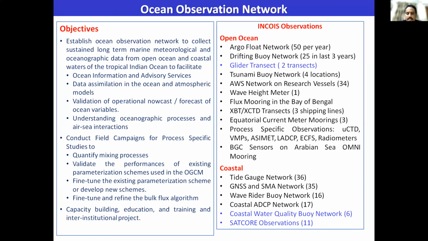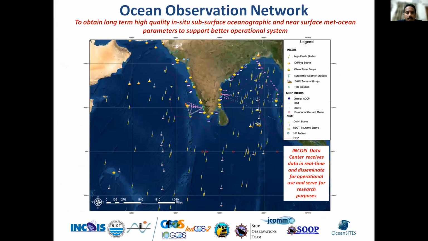We have a coastal ADCP network with 17 coastal ADCP moorings along the Indian coast. And we are going to have a coastal water quality buoy network, 4 in total. Initially 2 we are going to deploy this year, and another 2 next year. We are also taking part in satellite validation and calibration studies, where we are closely working with SAC and NRSC. This picture shows the distribution of the ocean observing network implemented by INCOIS.